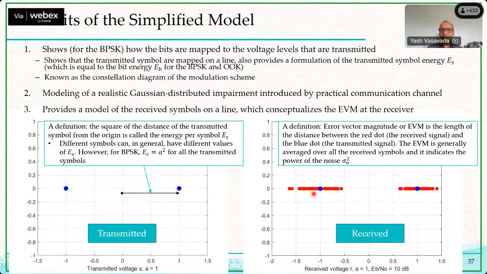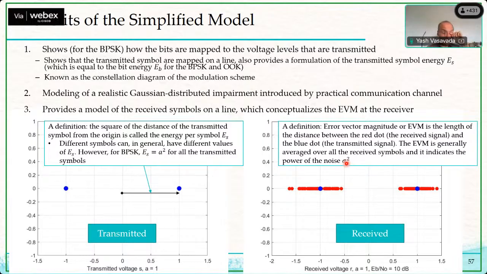And you can actually look at the spread of all of these red dots, and from that you can get an estimate of what is the variance of the noise introduced by the channel. This is a very standard technique. It is called error vector magnitude.